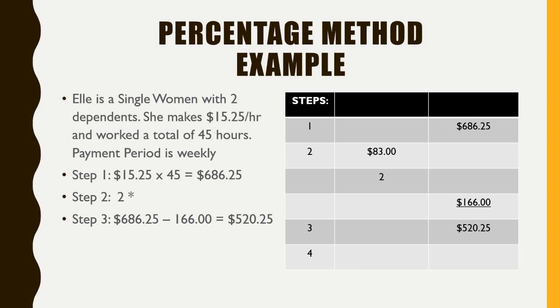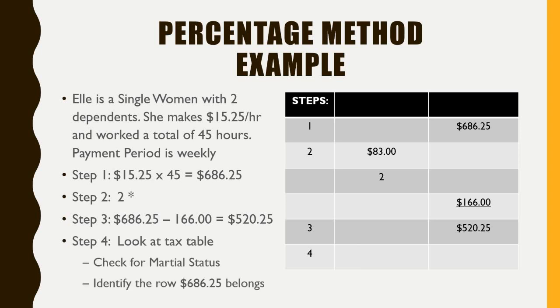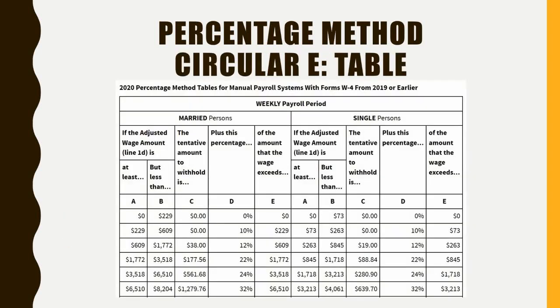Now we look at our number and utilize the Circular E table, which is going to be here. There are a total of maybe 7 or 8 tables, depending on your pay period, whether you're daily, weekly, bi-weekly, semi-monthly, whatever. Whichever table you belong to, you look through that one. In this case, this is the one for weekly payroll periods. We know that she's single, she reported that her marital status is single, so we focus on the right side of this table.